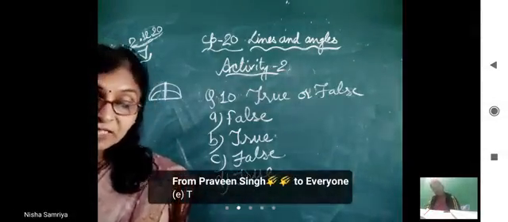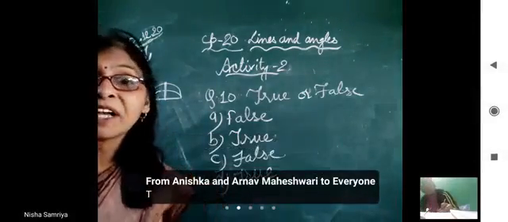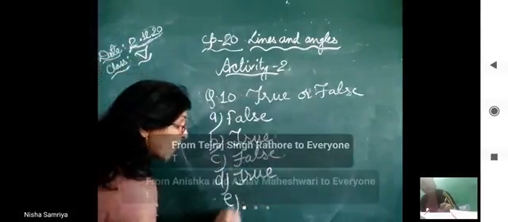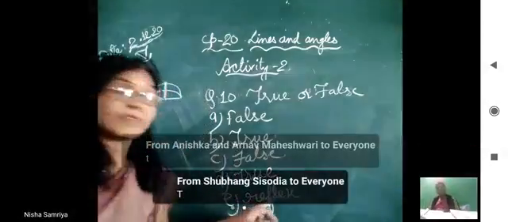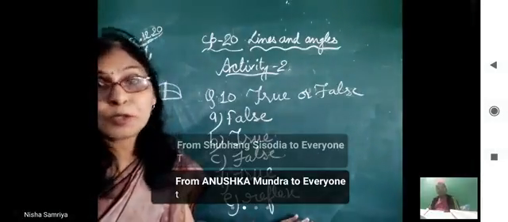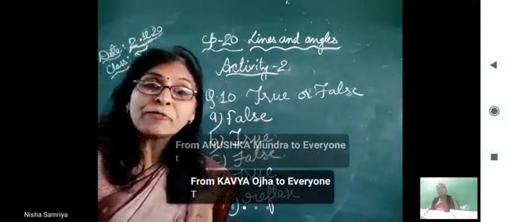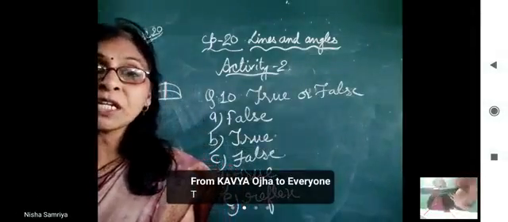285 is a reflex angle. Yes, 285 is a reflex angle. That is, the E part is true. So we have finished all the questions of activity 2.